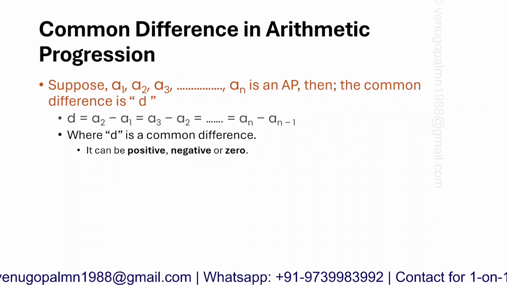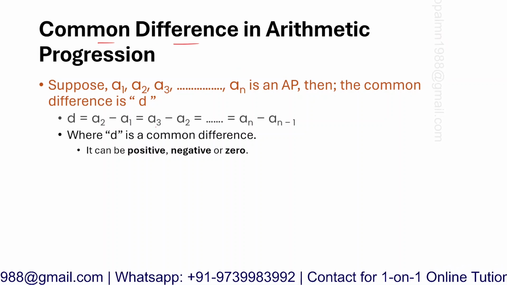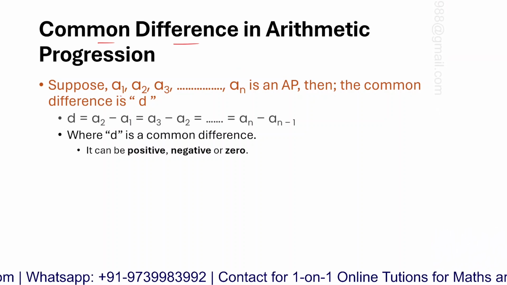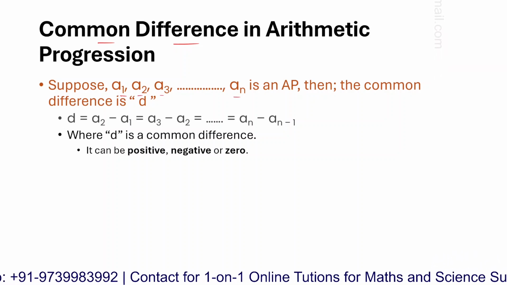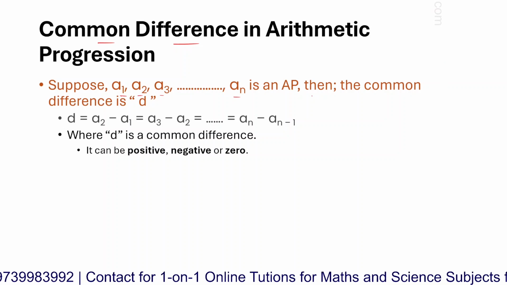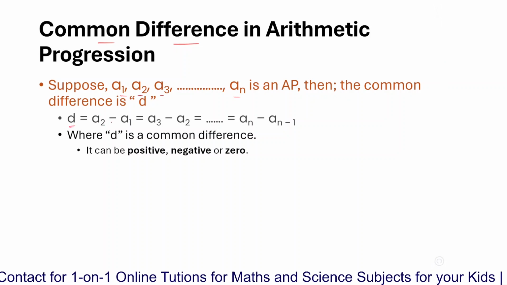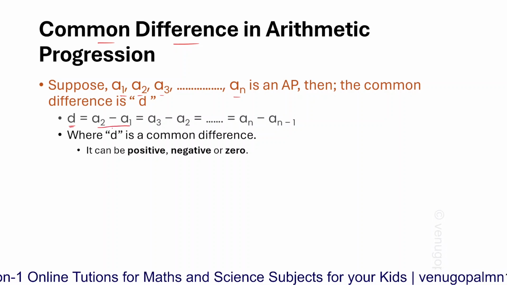The second important terminology is the common difference in an arithmetic progression. Suppose we have an arithmetic progression with a1, a2, a3, a sequence of numbers moving all the way to an, which is an AP. Then the common difference would be d. The difference of a2 and a1, a2 minus a1, would be constant.